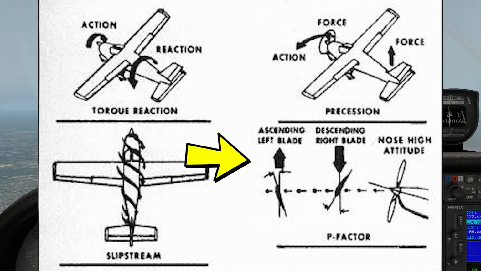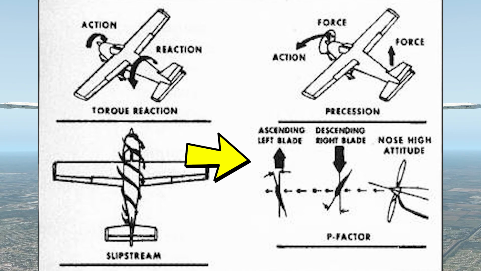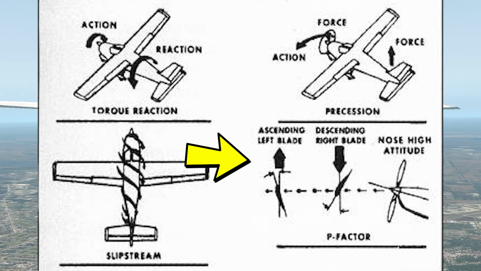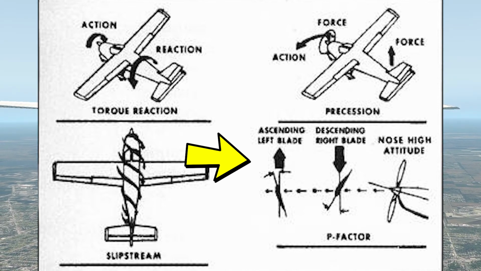P-factor. When the prop rotates downward, it takes a larger bite of air, causing more thrust on the right side.